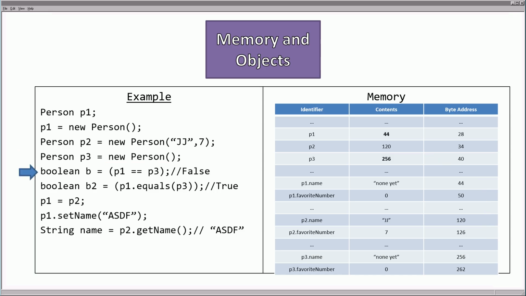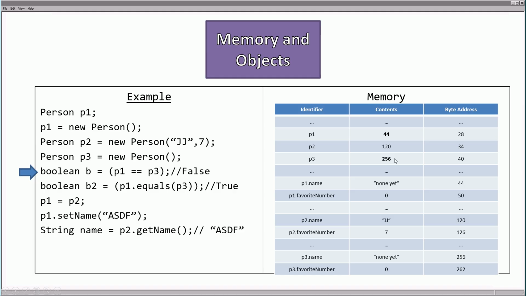Now going further with this, what we have done is we've created this Boolean B. Now we haven't created this in memory just because we're running out of room, but what we're doing here is using the comparison operator, the double equals, to compare P1 is equal to P3. Now remember, the comparison operator only looks at what is stored in the identifier. So in this case, what it's looking at is the value of P1, is that equal to the value in P3? Over here, is the value 44 equal to the value 256? Well, no, 44 is not equal to 256.